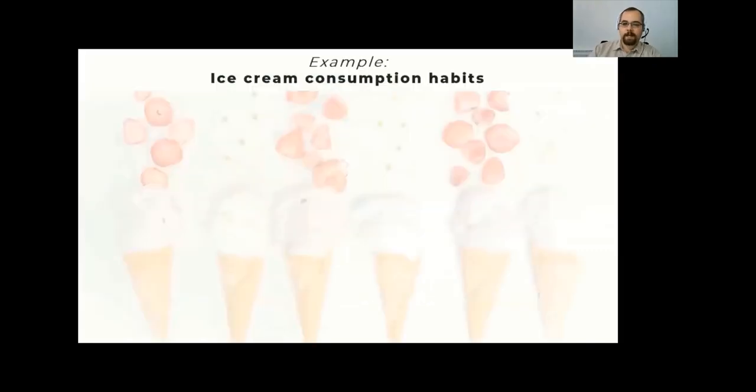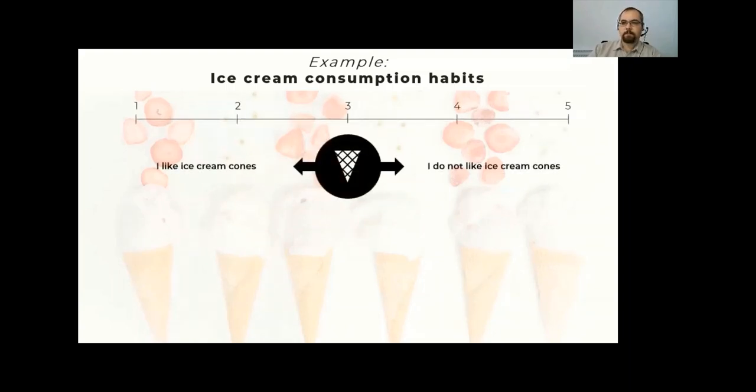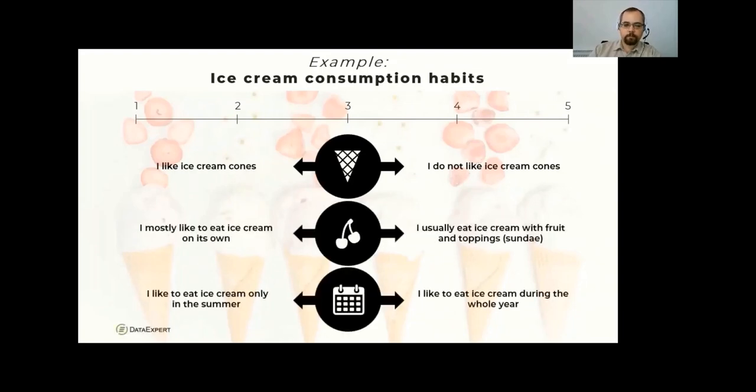Many people like ice cream, thus we have chosen this topic to investigate ice cream consumption habits. We ask consumers to rate pairs of statements on a 5-point scale. For example, do they like ice cream cones or not? And here are some more examples, but we have 4 other statements and a total of 7 variables with scores from 1 to 5.